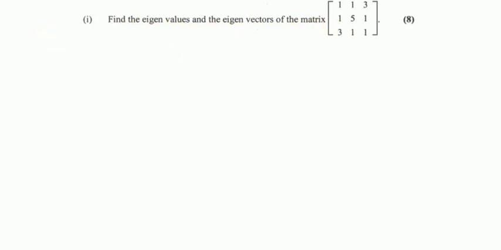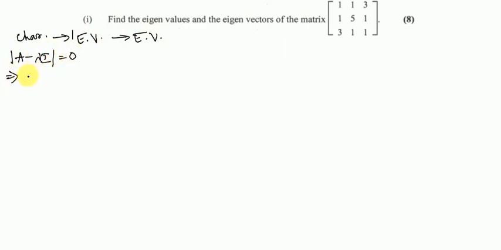So the first thing is, we have a few steps to find the eigenvectors. We need to first find the characteristic equation, and after that we need to find the eigenvalues, and after that the eigenvectors. For each and every eigenvalue, we'll get a corresponding eigenvector. The characteristic equation is determinant of A minus lambda I equals 0.